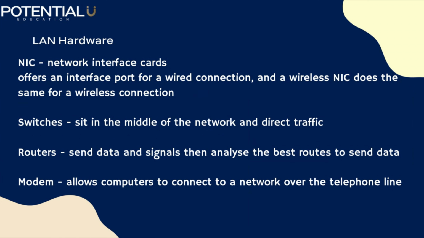So switches, they sit in the middle of the network and they direct traffic. Routers send data and signals, and then they analyze the best route to send the data. You might believe that you could do it yourself by just looking at how far the distance is. However, there's all sorts of algorithms for it. Dijkstra's algorithm, A-star algorithm, just to check the distances between 2 points and whether one's very congested. For instance, if you were driving from Edinburgh to Manchester, it might look like, oh, this is just one road that I take. However, if there's lots of traffic on that road, then maybe you're better off going around a different way to get there.